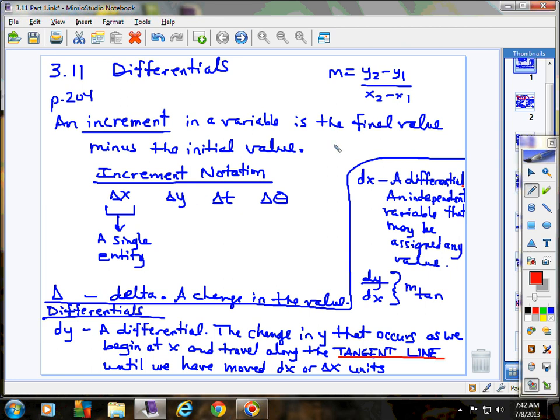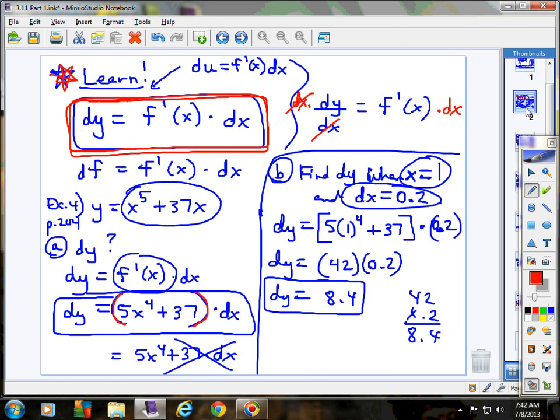So an increment, remember, is a final value minus an initial value. Delta means a change in the value. dy is a differential. dy is the change in y that happens as we start at x and travel along the tangent line. dx is a differential. Together, dy over dx is the derivative. But here we're looking at separate meanings for dy separated from dx. We had a formula for dy. dy is the derivative times dx.